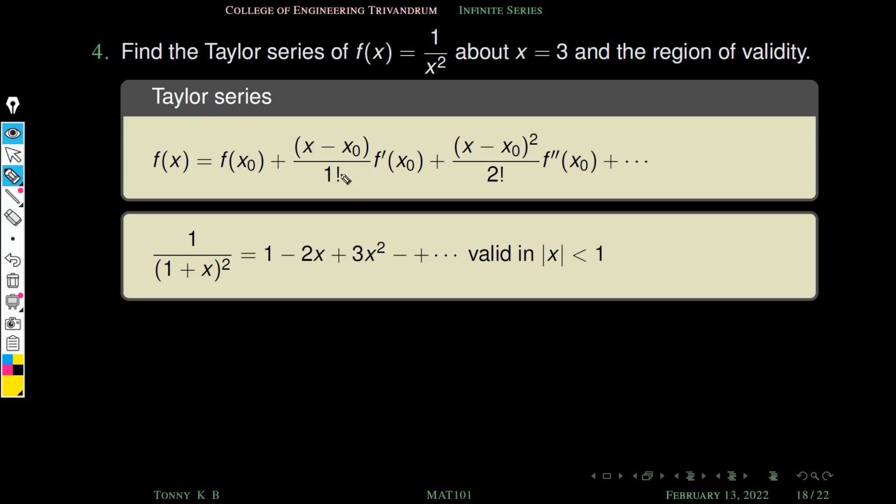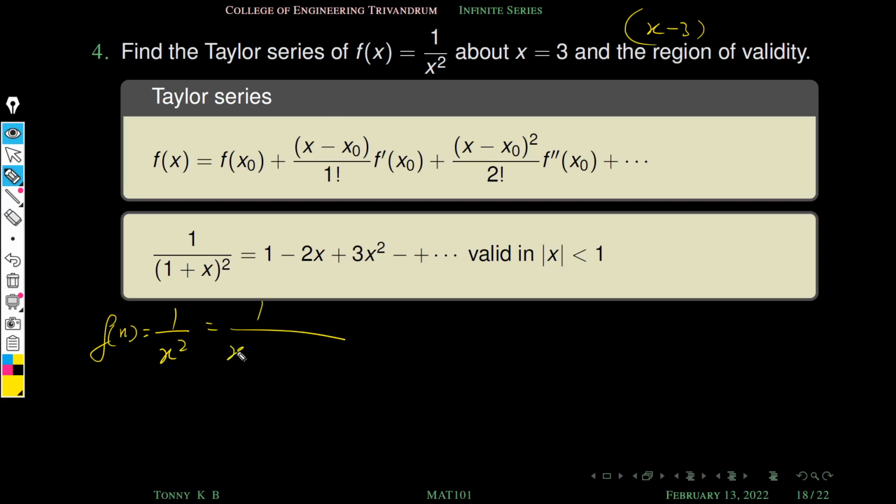And also we know that the Taylor series of this function contains the terms x minus 3 and its powers, right? Taylor series about x naught contains x minus x naught and its powers. So here Taylor series about x equal to 3. So its Taylor series contains terms x minus 3 and its powers. So I'm going to convert this function in terms of x minus 3. How? So you can convert the given function.